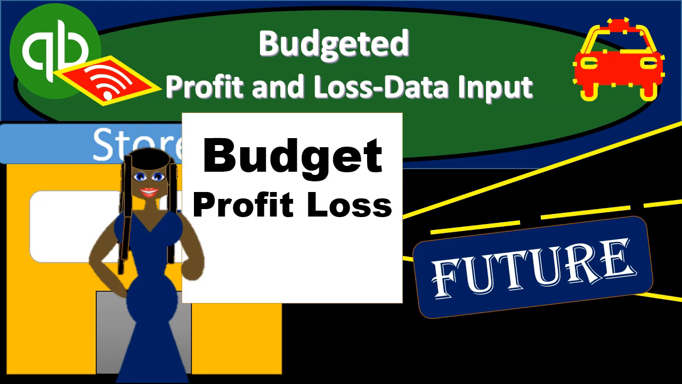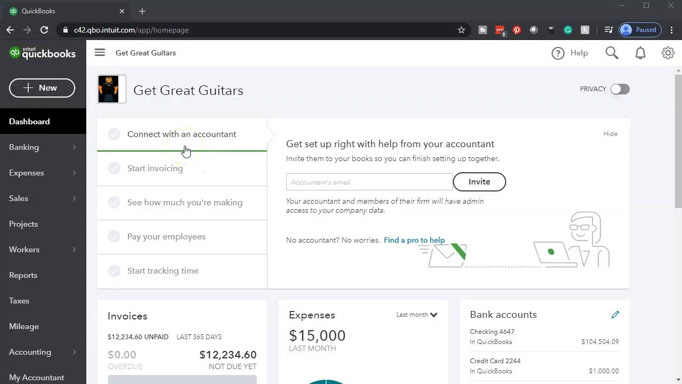In this presentation, we will take a look at how to create a budgeted profit and loss report, or budgeted income statement report. Let's get into it with Intuit's QuickBooks Online. Here we are in our Get Great Guitars file. Before we open up the process of doing the data input for a budgeted profit and loss, let's first take a look at a profit and loss.